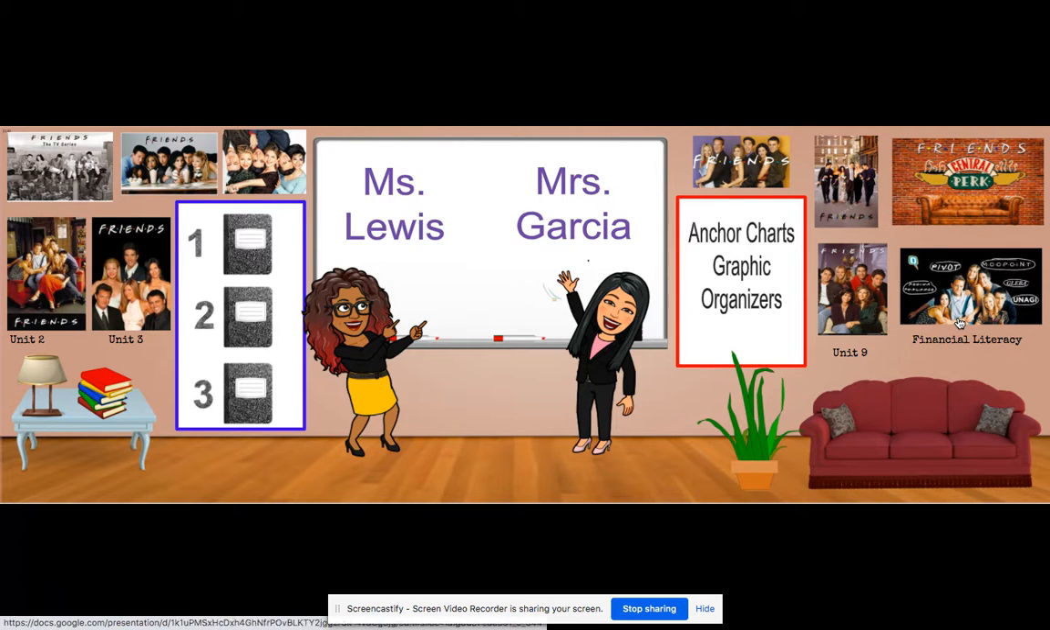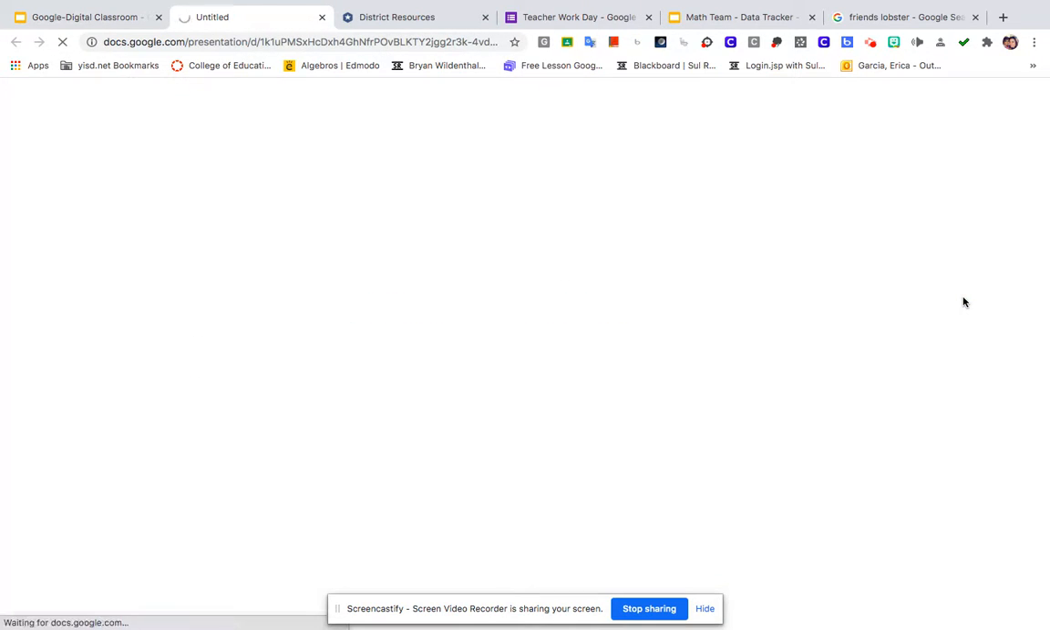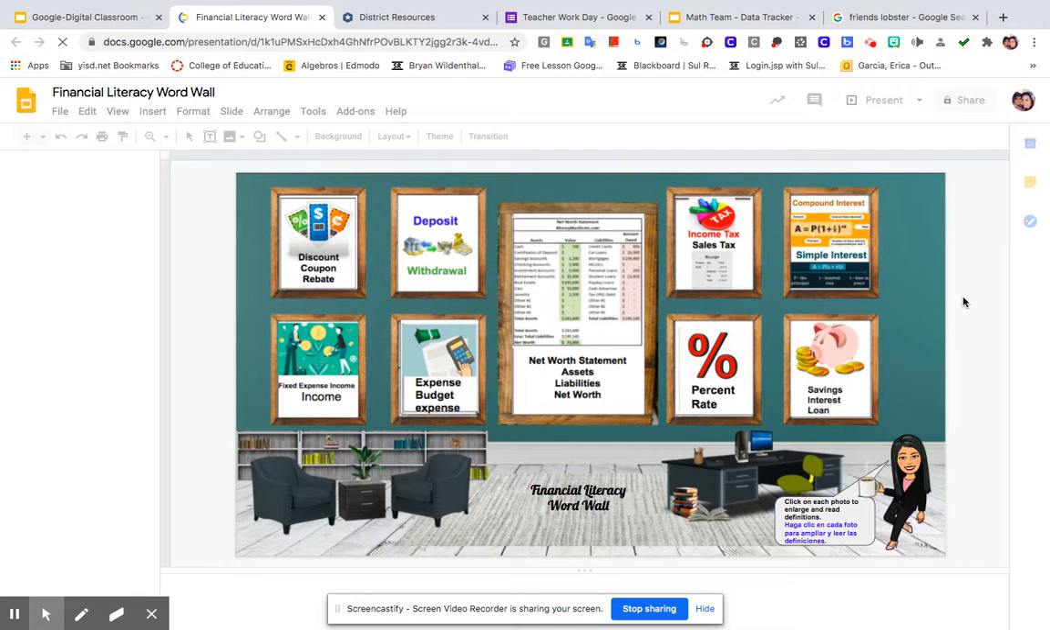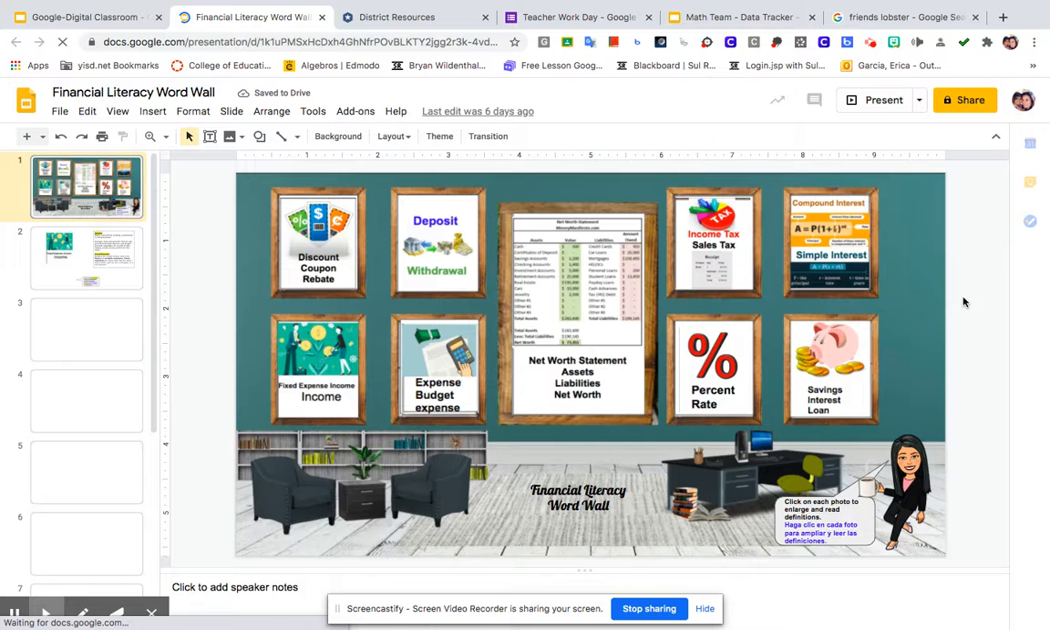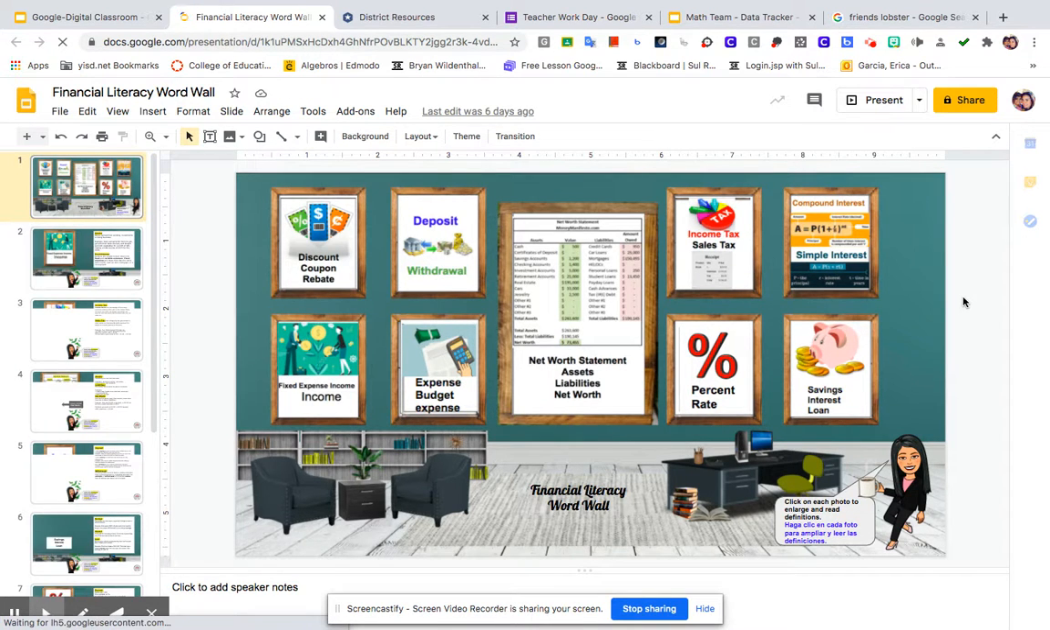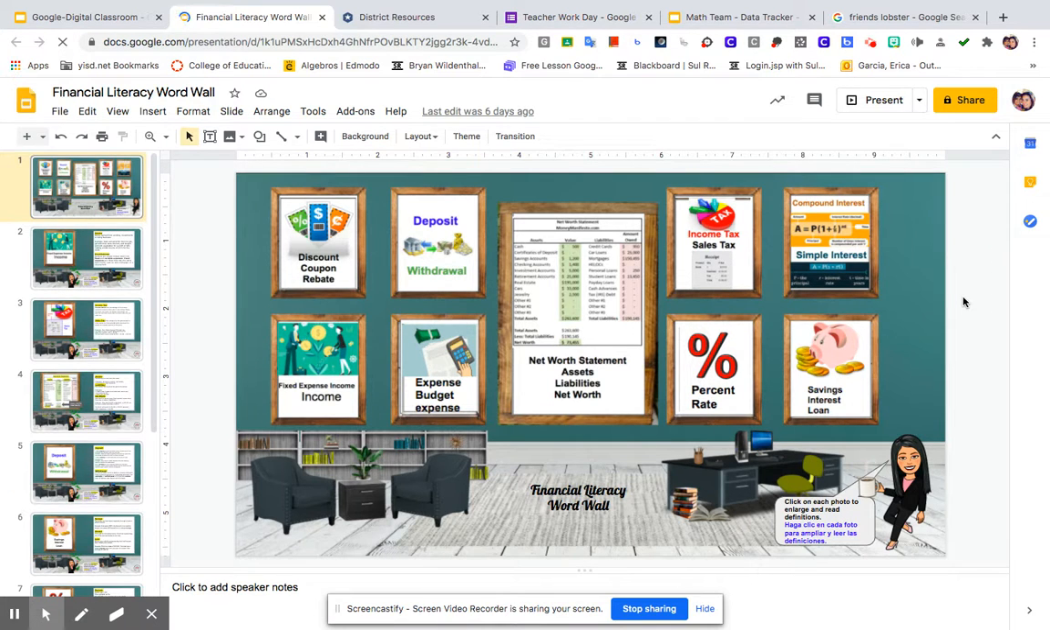So if you click on the posters, which I'm going to do now, it's going to take you to a new Google Slides. And this is where you're going to have your words. So the first screen that you're going to see is all the terms that are important or possibly new to you. And what you want to do is if you're not sure, like if I'm here and I'm like, oh, what is a deposit or withdrawal?